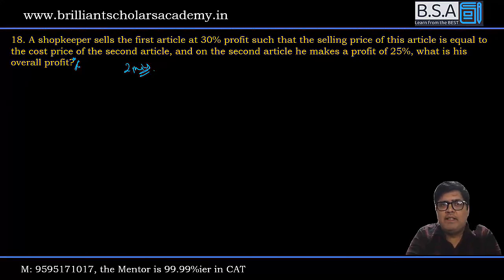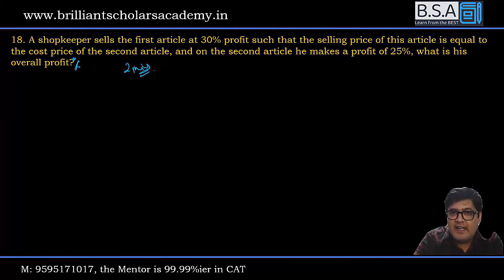A shopkeeper sells the first article at 30% profit such that the selling price of this article is equal to cost price of second article, and on second article he makes 25% profit. What is the overall profit? So you need total cost price, you need total selling price, just add, subtract, and then your answer is ready as a percentage. Good. Hardly worth 2 minutes.